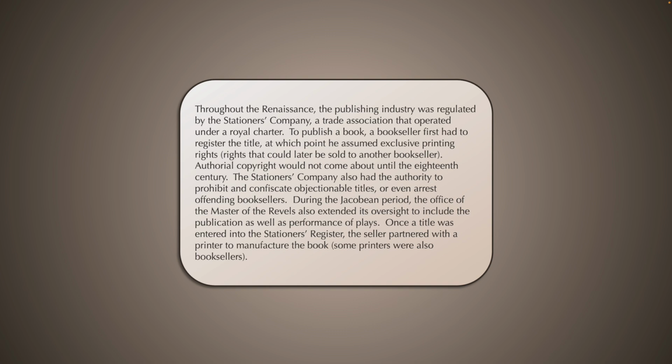The Stationers' Company also had the authority, interestingly, to prohibit and confiscate objectionable titles, and they could even arrest offending book publishers. During the Jacobean period, the office of the Master of the Revels also extended its oversight to include the publication as well as performance of plays, as I mentioned earlier. So now there were two mechanisms in place to oversee and control the content of printed plays. Once a title of a play was entered into the Stationers' Register, the seller or publisher partnered with a printer to actually manufacture the book. And some of the printers were also booksellers themselves.